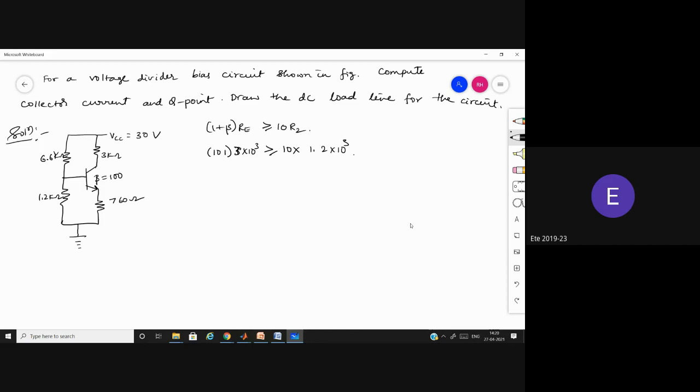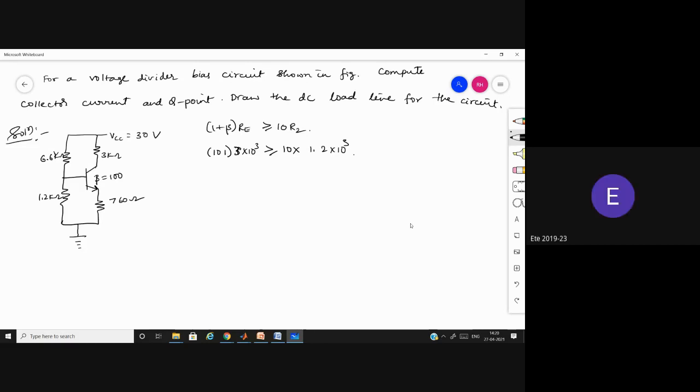But in the question, they have not specified whether we should go for approximate analysis or accurate analysis. It is left to us. But here they have asked one more thing: compute the collector current and the Q point. To compute that, we need the collector current value, so in order to get it, we need to get either VCE.